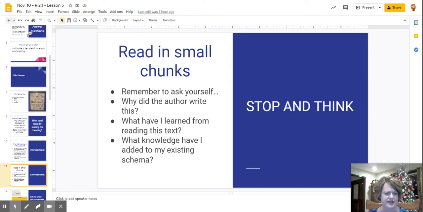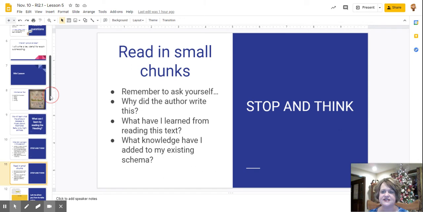Also, what have I learned from reading this text? Have I learned something new? Maybe you already knew everything there was about jaguars except for this one thing that you learned that was new. That might be what you want to highlight or jot down on a note. What knowledge have I added to my existing schema? And we talked about that last week as well. Sometimes we already have existing schema for the topic. Then we're just adding extra things into that file drawer that opens up out of our brain. We can stick new stuff down in there. So reading in small chunks is important.